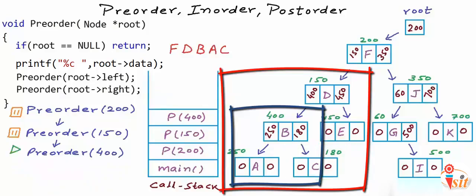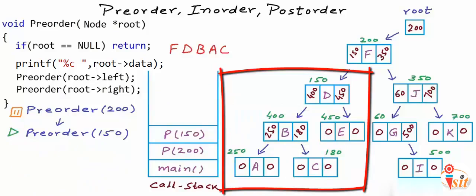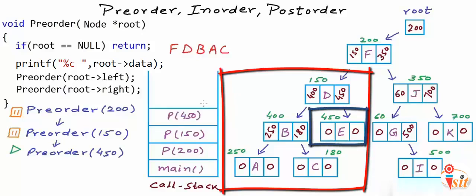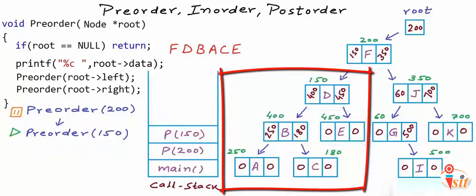Even for preorder 400 both calls have finished, so preorder 150 will resume. Now this guy will make a recursive call to preorder function passing it address 450, address of its right child. Memory in the stack will be allocated for execution of preorder 450. Now in this call we will first print the data and then we will make two recursive calls to preorder passing address 0 each time, because for this node at 450 both children are null. Both calls will simply return and then preorder 450 will finish. And now preorder 150 will also be done.